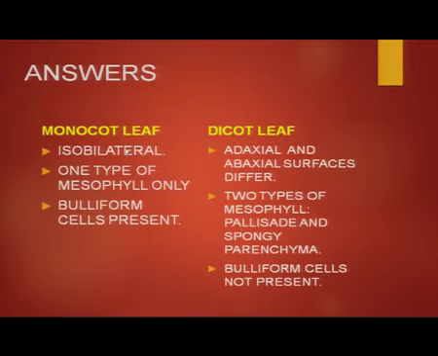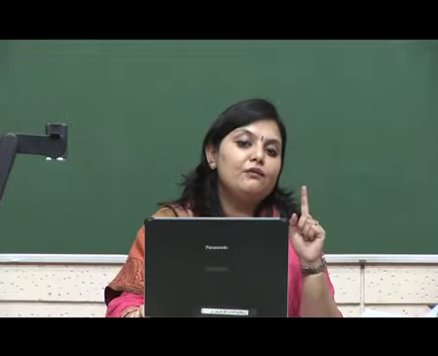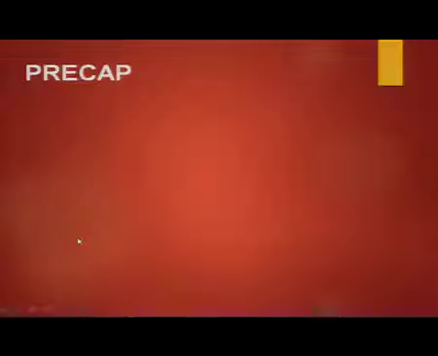Last is the difference between monocot and dicot leaf. The first prominent difference is that the monocot leaf is isobilateral, while the dicot leaf has adaxial and abaxial surfaces. The mesophyll cells here are only of one type, while in the dicot leaf there are two types of mesophyll cells, spongy and palisade parenchyma. The last difference is that the bulliform cells are present in the monocot leaf, but they are absent in the dicot leaf. This was all about the questions that I asked you to frame answers for.